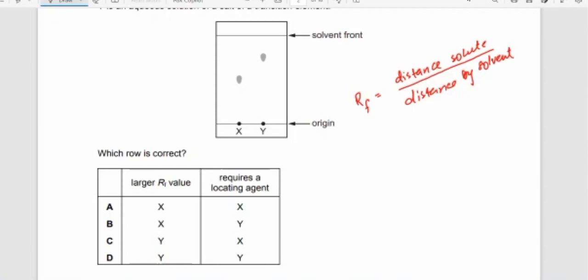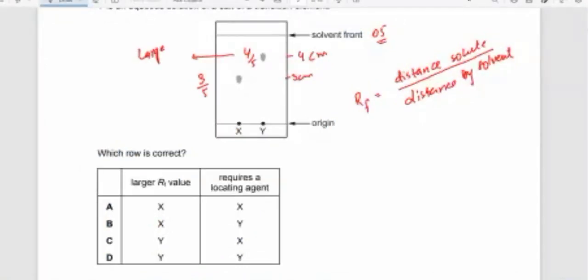Suppose the distance traveled by the solvent is 5. I'm just supposing it, it's not the exact quantity. I just want to tell you that this is the same for both of them. One has traveled, say, 4 centimeter, and the other has traveled 3 centimeter. So this will be 3 by 5 and this will be 4 by 5. Which one will have the large Rf value? This will have the large Rf value, and this will have the small Rf value. So it is clear that the larger Rf value goes to Y.